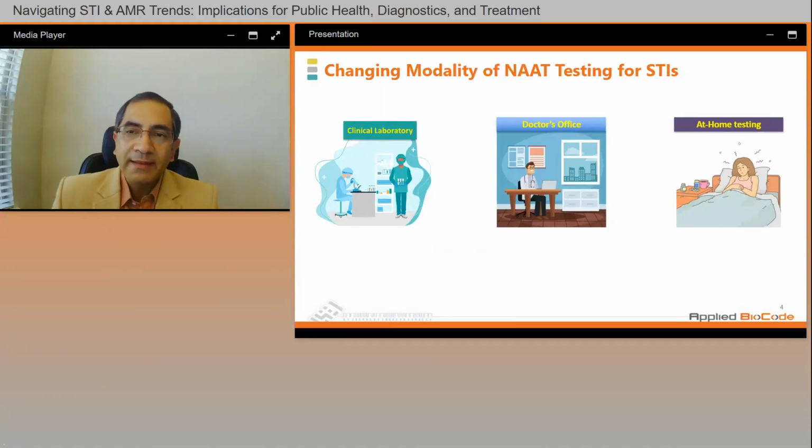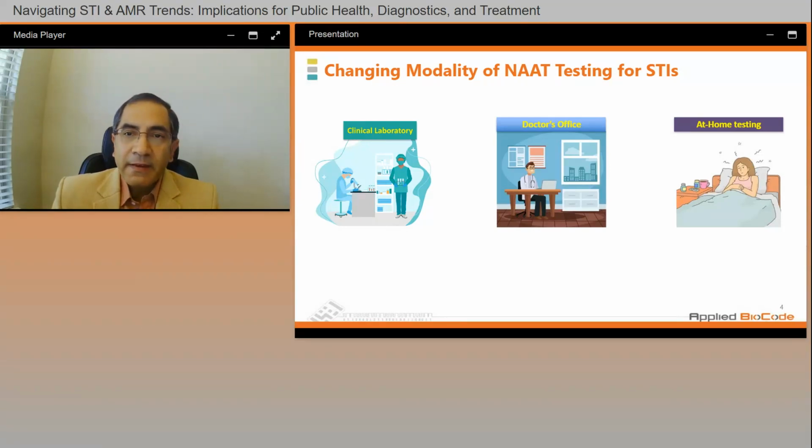While most of the NAT testing is performed in a traditional clinical laboratory, testing options closer to the patient, such as point-of-care settings or even at home, would likely provide increased accessibility, allowing early detection of pathogens and prevention of transmission, especially among high-risk but under-screened populations.